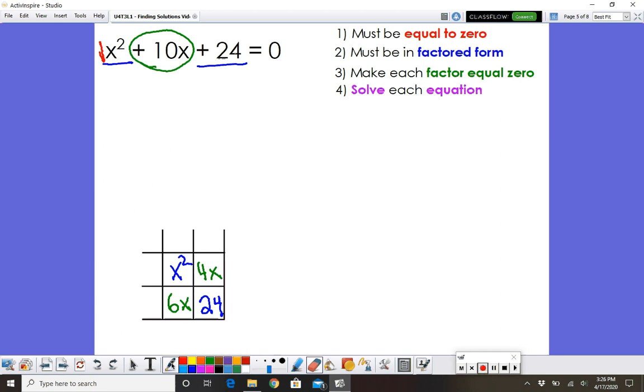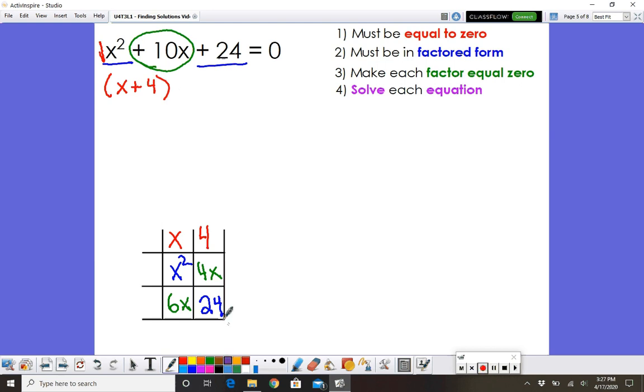So now it's time to do our factoring. We're going to look at our columns here and pull out our GCFs. So we're looking for a GCF between 4x and 24. The biggest number they have in common is a 4. They can both be divided by 4. Over here we have an x squared and a 6x. So the biggest thing they have in common is an x. So this is our first factor. Our first factor is x plus 4.